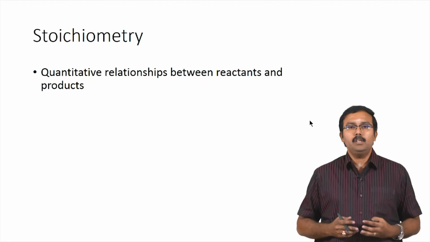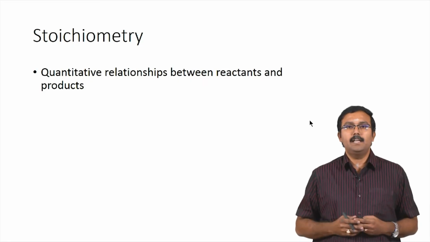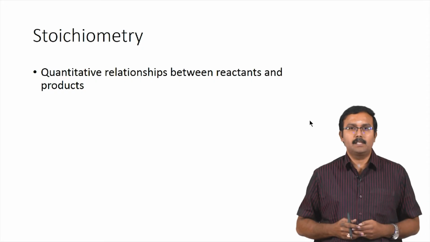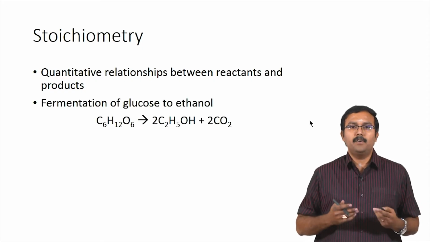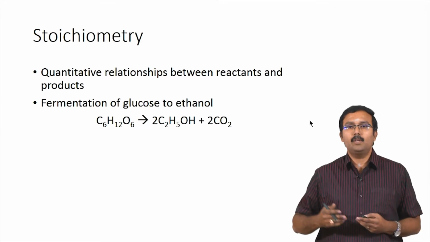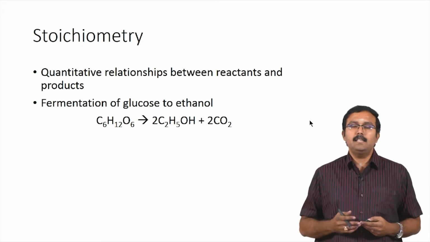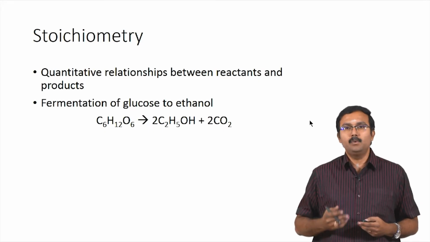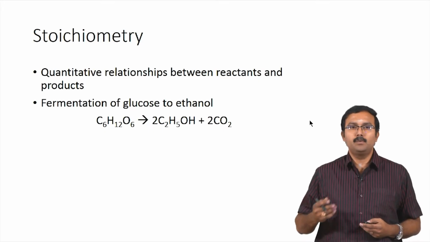Before we start performing these material balances, we need to understand some of the fundamentals and the terminologies associated with such reactive processes. Let us start with this. Stoichiometry defines the quantitative relationships between reactants and products. Look at this equation. This is a fermentation of glucose to form ethanol. Glucose forms 2 ethanol and 2 carbon dioxide. C6H12O6 gives 2 C2H5OH plus 2 CO2.